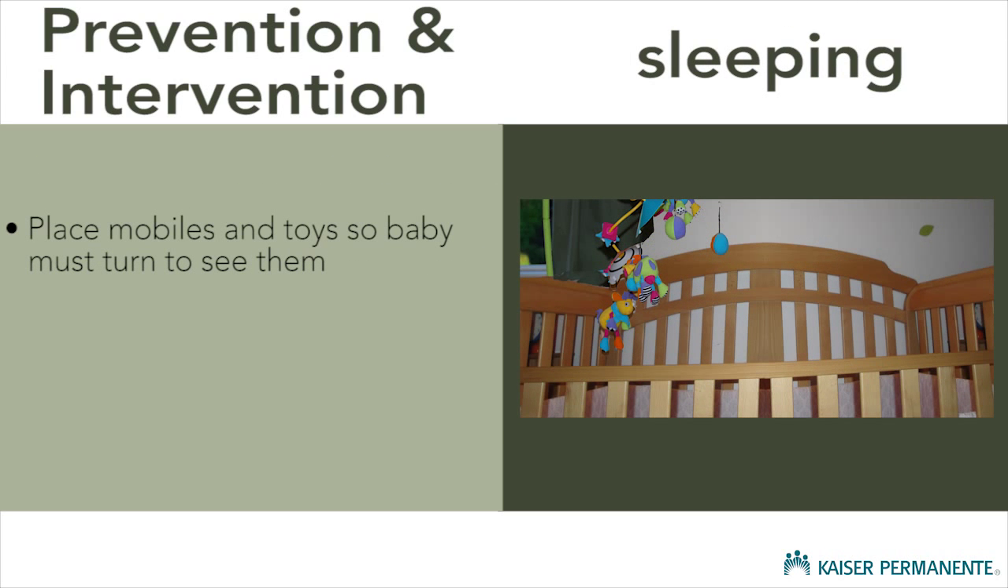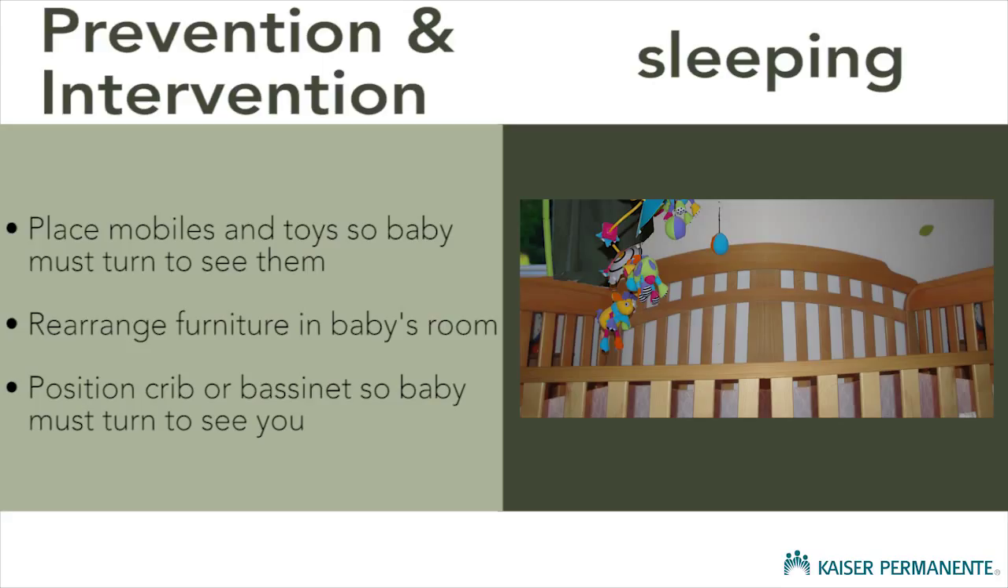Place mobiles and other interesting toys so that your baby must turn away from his or her flat side to see them. Rearrange furniture in your baby's room. Even very young babies are attracted to light and will try to turn their heads towards a window. If your baby sleeps in your room, set up the bassinet or crib so that he or she must turn away from the flat side to see you.